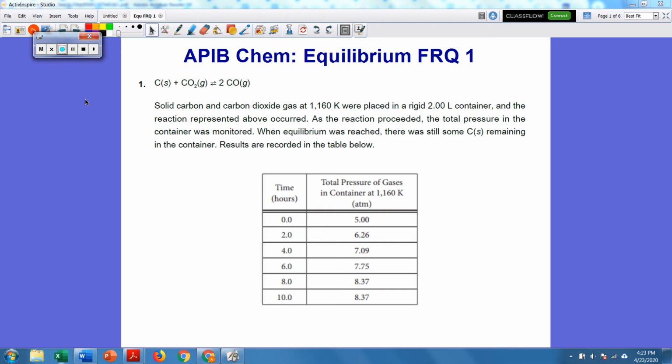So I'm going to be going over the first free response question that I gave you guys for the equilibrium unit. This is taking a bunch of the stuff that you've learned so far and trying to put it together with some calculations and theoretical questions in the format of a free response question from a previous AP test. So here's the first question.